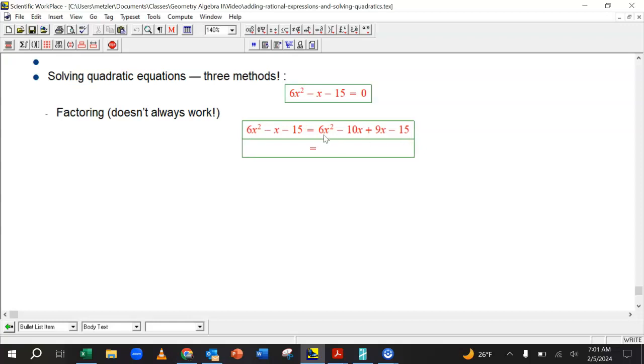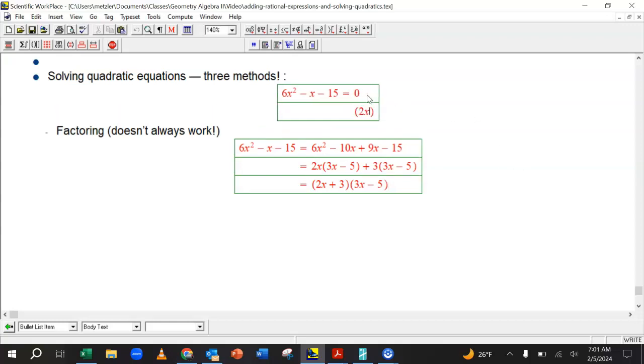Okay. Now what can I take out of the first two? I can take a 2x, and I get a 3x minus 5. And then hopefully, now if I take a 3, 3x minus 5. Oh, 5. Groovy. Okay. And so I've got 2x plus 3, 3x minus 5. Okay. So how does that help us, right? So let's go back to the original equation.